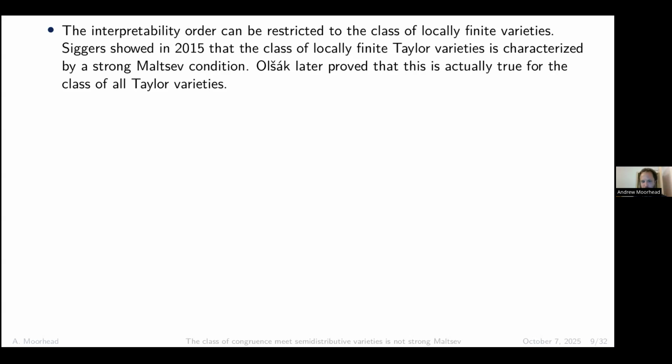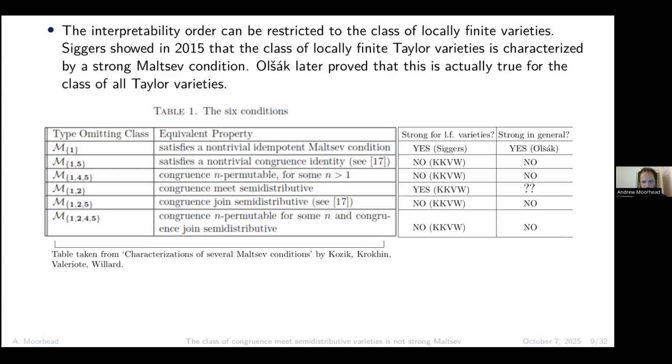So this was very big news at the time, and it initiated a much more intense scrutiny of the question of which conditions that had become important could be characterized by strong conditions. And there's a somewhat famous paper by Kozik, Krokhin, Valeriote, and Willard that almost completely answers this question. So they look at these classical tame congruence theory type omitting conditions. And so I took this table out of their paper. So here we have these different type omitting conditions.